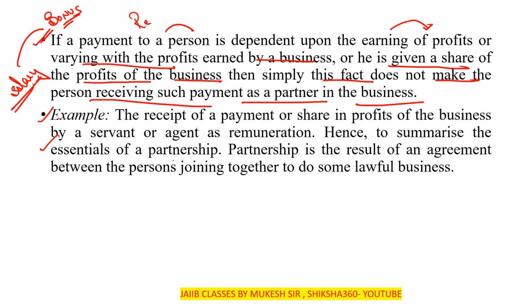Hence, to summarize the essentials of a partnership, it is the result of an agreement, clear? There is an agreement between the persons joining together to do some lawful business, clear? So it is an agreement, and sometimes there is also the registration of the partnership firm between the partners, so that they can do their business properly, clear?